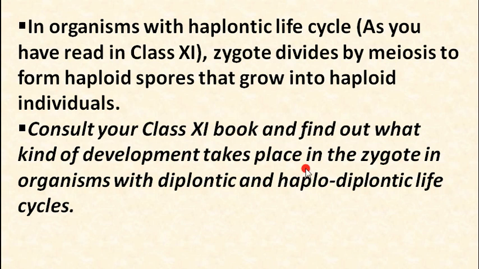Now consult your class 11 book and find out what kind of development takes place in the zygote in organisms with diplontic and haplo-diplontic life cycle. So you should know, and you have to visit your class 11th book, consult please, so you will get the answer.